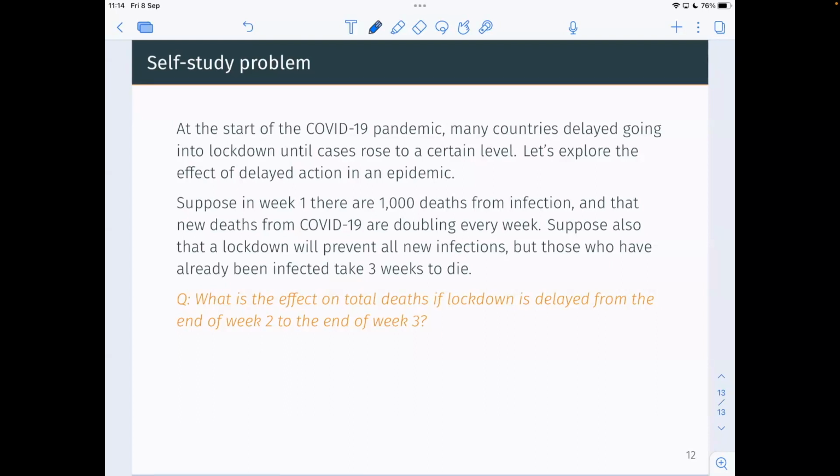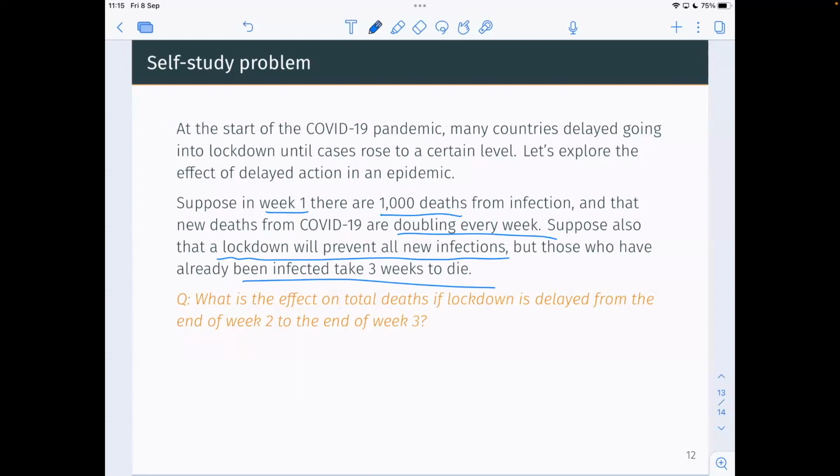So if we think about delayed action in an epidemic, suppose in this very simple example, in week 1, we've got 1,000 deaths from infection. So now, rather than modeling population sizes or even infected number of individuals, we're just going to model the number of deaths that's increasing. And we're going to suppose that new deaths are doubling every week. And we're going to suppose also that a lockdown will prevent all new infections, but those who have already been infected take 3 weeks to die. So lockdown is perfect at stopping future infections, but when lockdown is enacted, the deaths will keep increasing, okay? Because they'll be based on people who are infected up to 3 weeks ago.